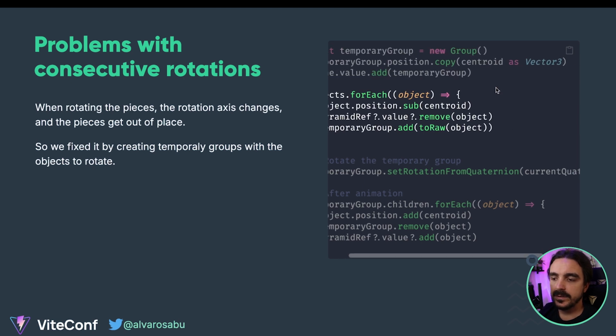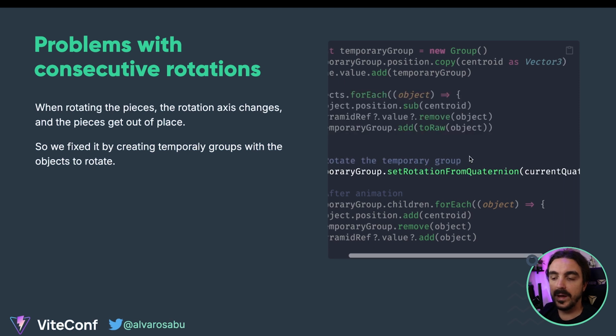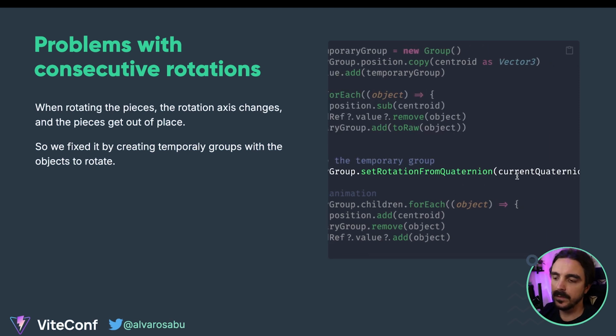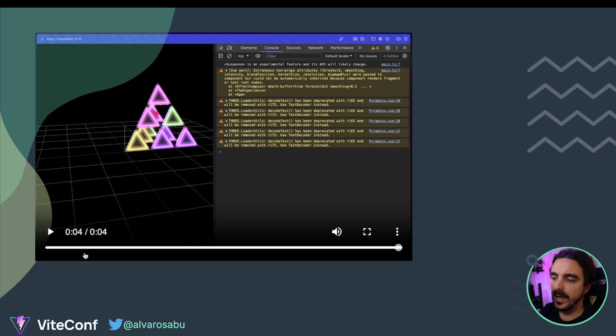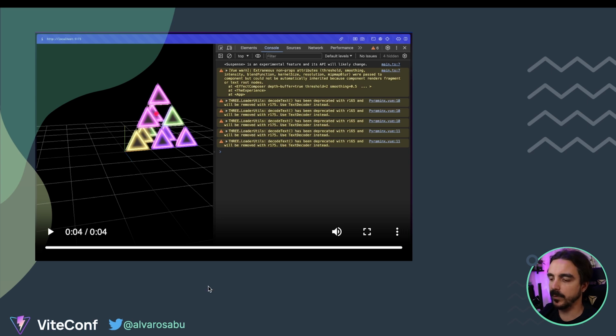So then we're taking all the objects from the pyramid reference, and we were removing them from the pyramid and adding them to the temporary group. Once we have it in the temporary group, we set the rotation from quaternion like we did before, and then do the animation, and after it, we get all the children of the temporary group and we remove them from it and add them again to the pyramid. So that way, we managed to create something like this. We were rotating all the different groups consecutively, and everything was working correctly.